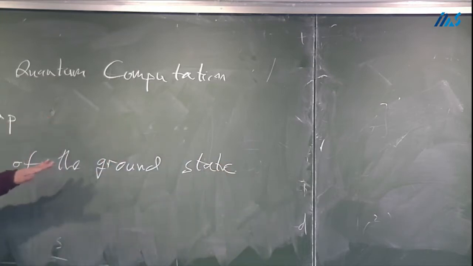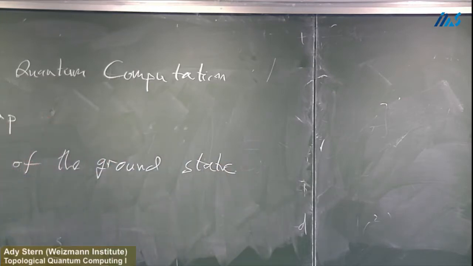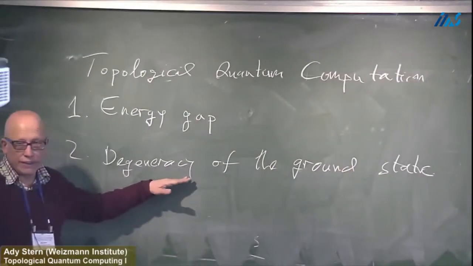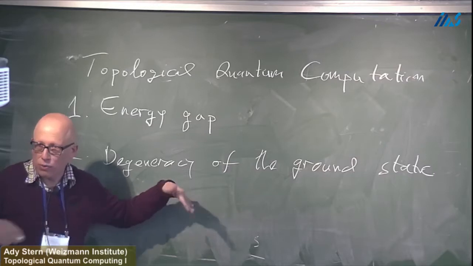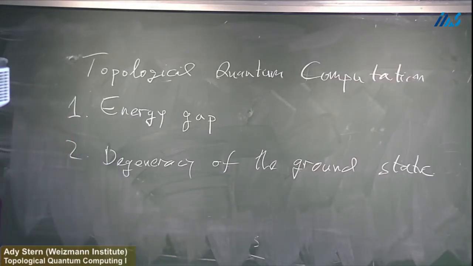So this is the crucial point. We would like to have a set of ground states that are degenerate, and from that we will start. Now, degeneracies in quantum mechanics are not news, right?